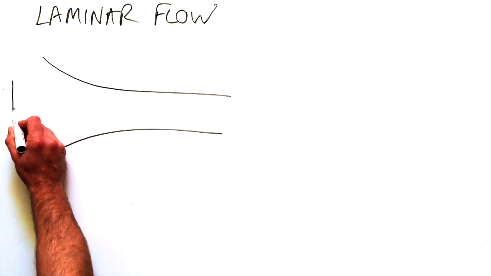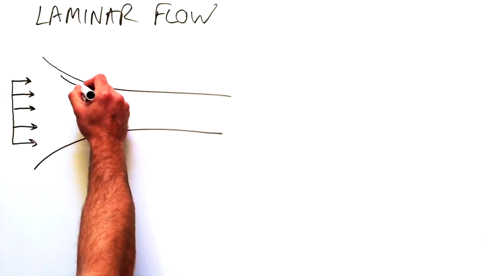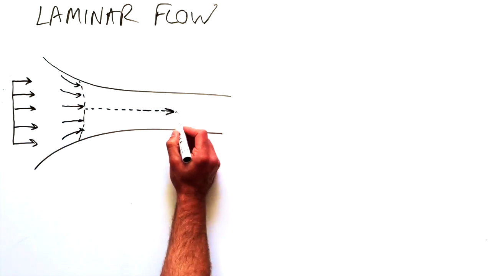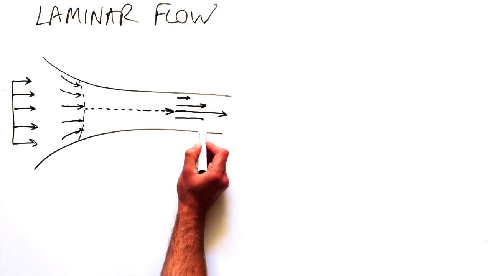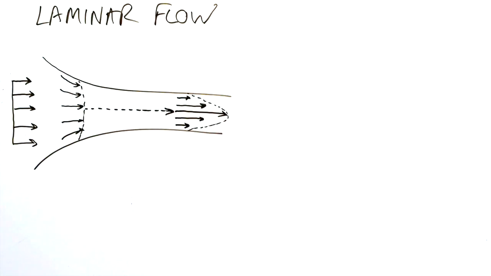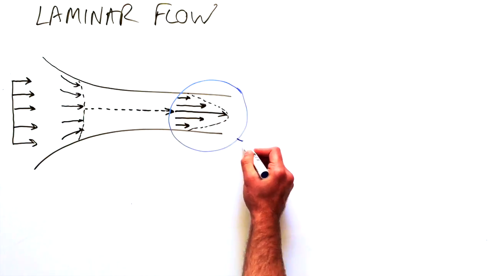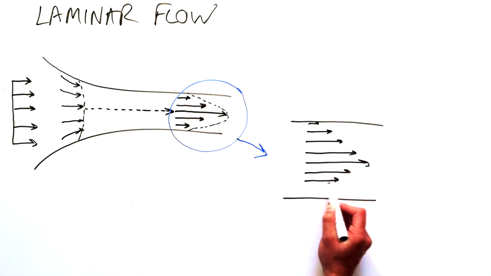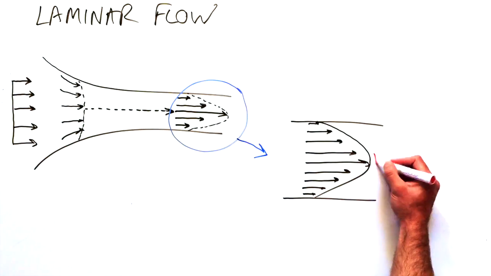So if we imagine a flowing fluid entering a tube, you can see that it actually takes a specified distance before the flow profile develops fully into a parabolic velocity profile, assuming the conditions are appropriate for laminar flow.